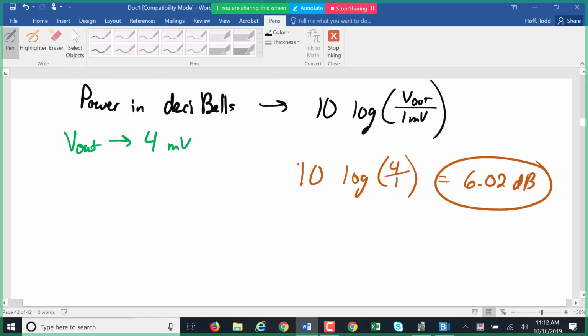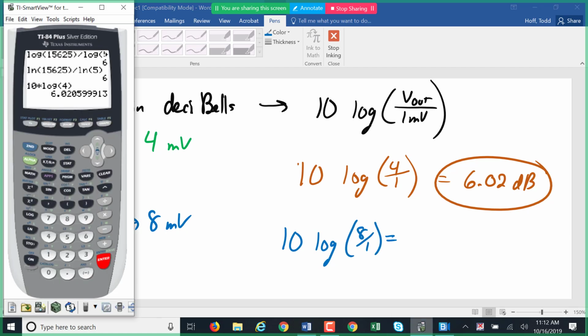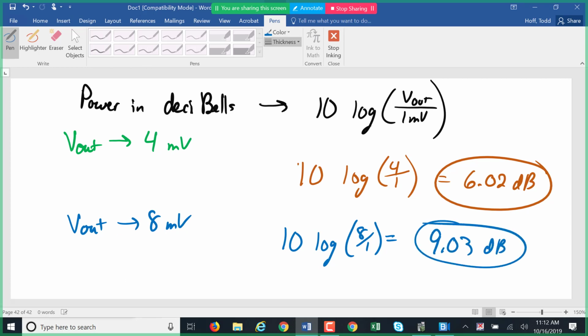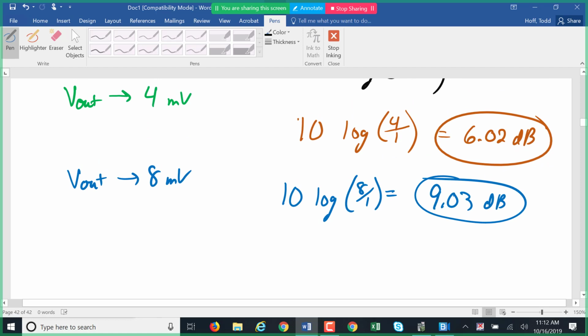If I increase that signal strength, this is one of the reasons why the logarithmic scales are so useful. If I increase that signal strength from 4 to 8 millivolts, I've doubled the signal strength. It's now 10 times the log of 8 over 1, or 10 times log of 8. I get 9.03 decibels. So when I went from 4 to 8, I went from 6.02 to 9.03.